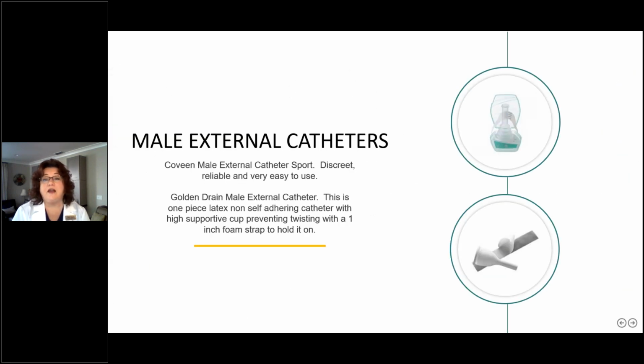The top one, the Covine, that one is fairly new. It's new to us in our hospital, and very easy to put on. It's reliable as well. It stays on really well.